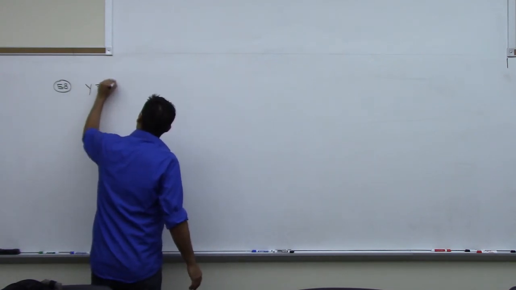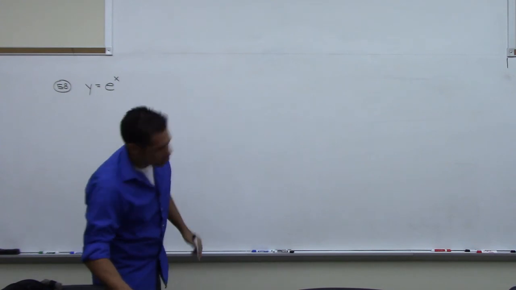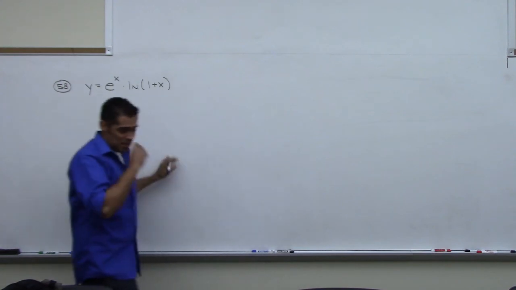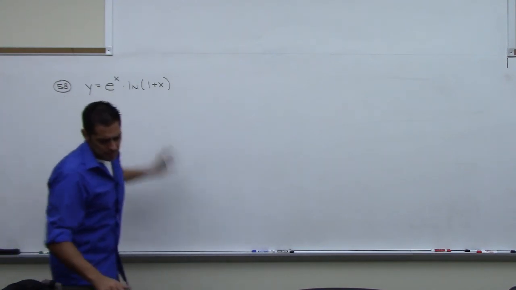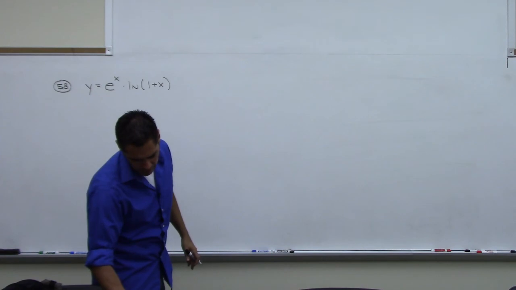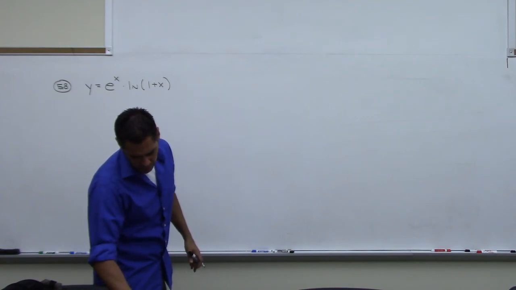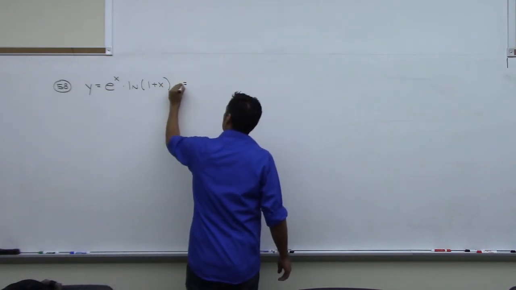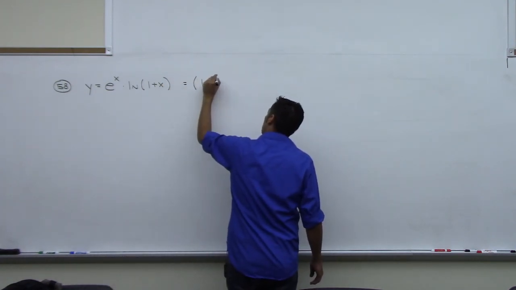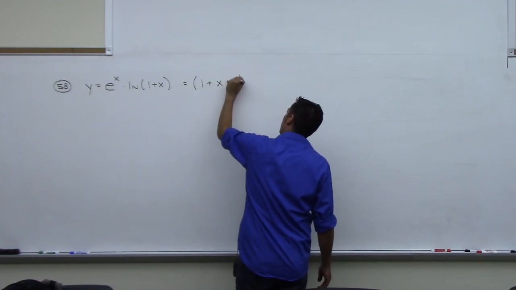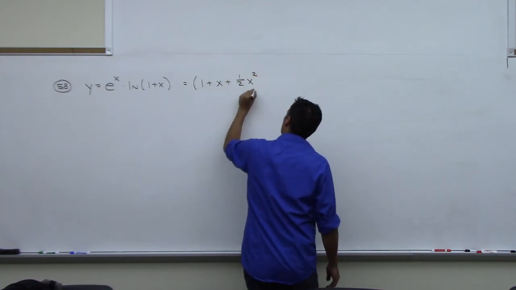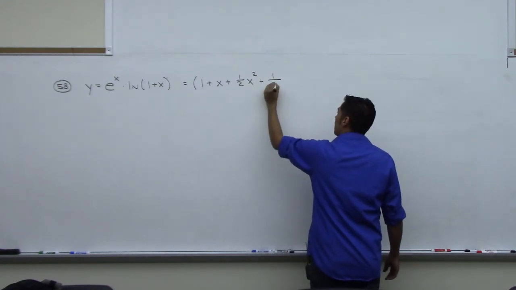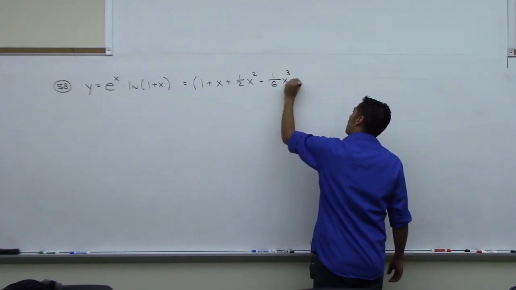Y equals e to the x times natural log of 1 plus x. So we have a Maclaurin series for both of these, again on page 484. So let me just write these out. We know the one for e to the x. This is going to be 1 plus x plus 1 over 2 x squared plus 1 over 3. This was 2 factorial, but I'm just putting 2. 3 factorial is 6 x cubed plus dot, dot, dot.